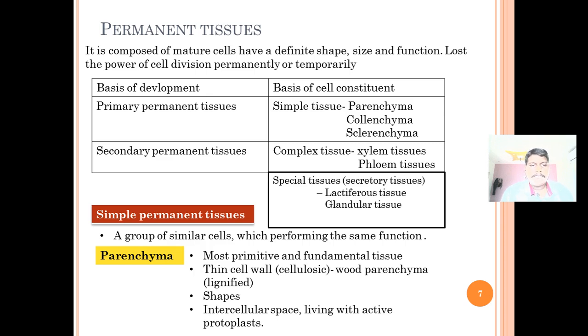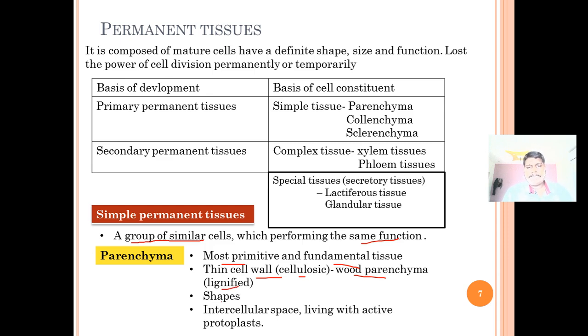So, simple permanent tissue. Simple permanent tissues are a group of similar cells that perform the same function. A very important simple permanent tissue is parenchyma. It is the most primitive fundamental tissue. The cell wall is very thin, cellulosic in nature. If you take parenchyma, one exception is there: wood parenchyma. In wood parenchyma, the cell wall is not thin, it is a little thick, and slightly lignified too.